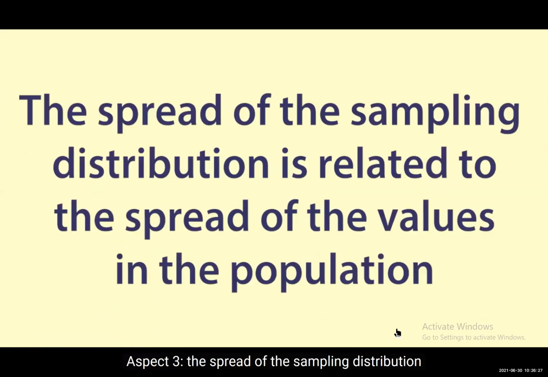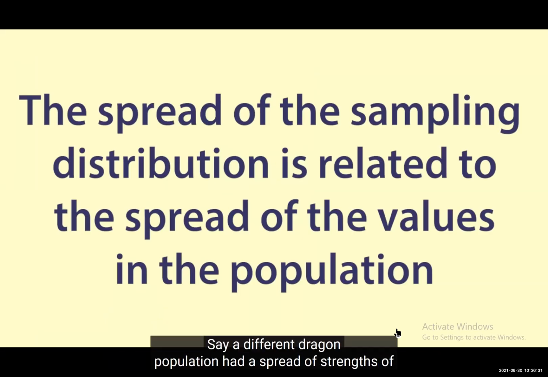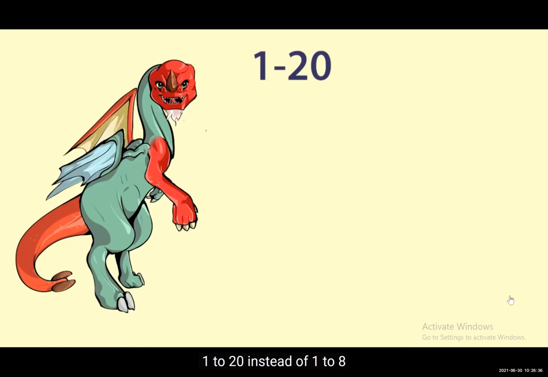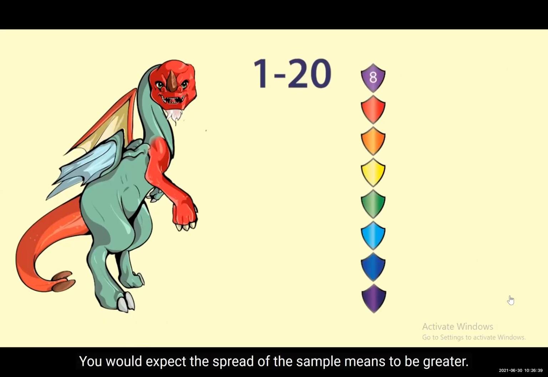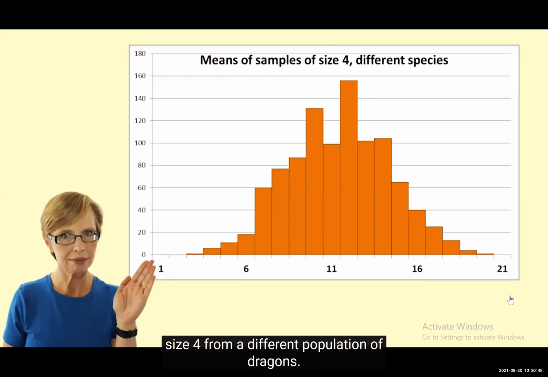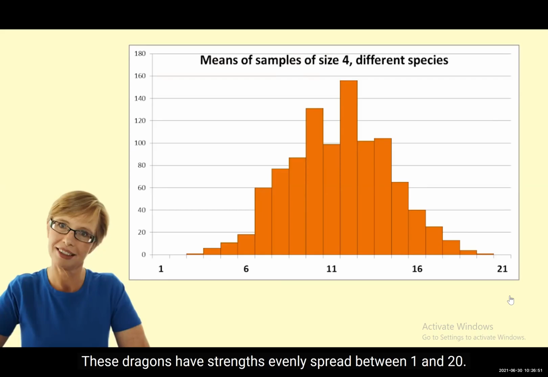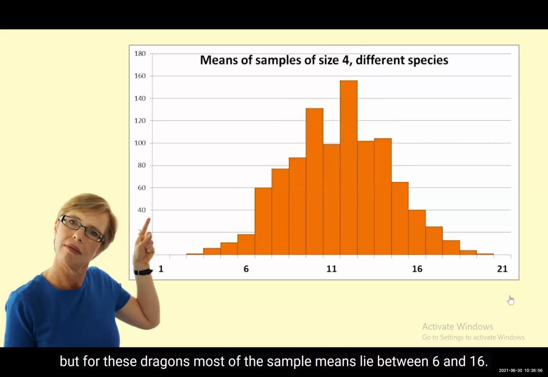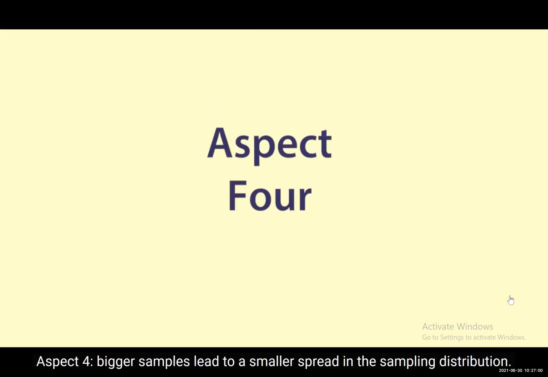Aspect 3. The spread of the sampling distribution is related to the spread of the values in the population. Say a different dragon population had a spread of strengths of 1 to 20 instead of 1 to 8. You would expect the spread of the sample means to be greater. Here is a graph showing the spread of sample means from samples of size 4 from a different population of dragons. These dragons have strengths evenly spread between 1 and 20. You can see that there is still the bell shape, but for these dragons most of the sample means lie between 6 and 16.